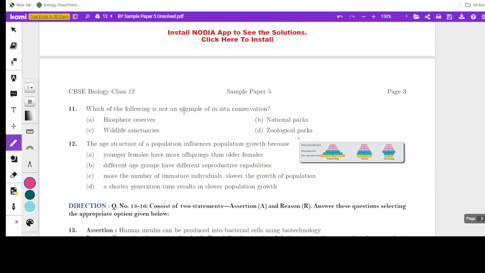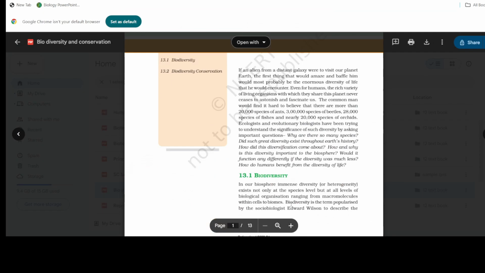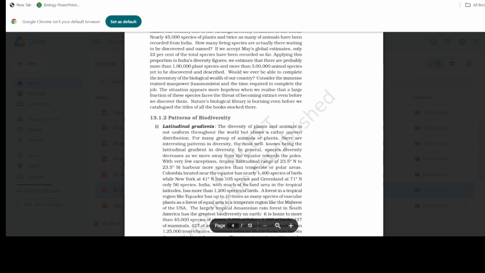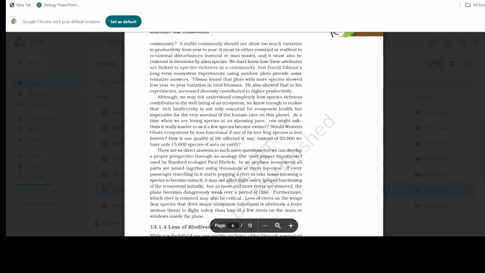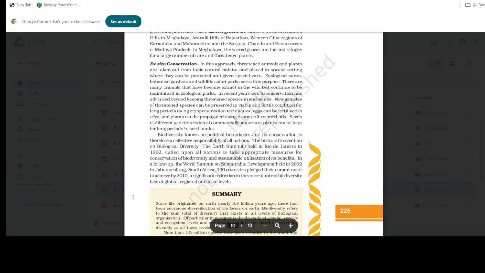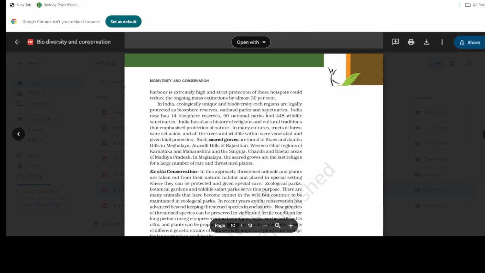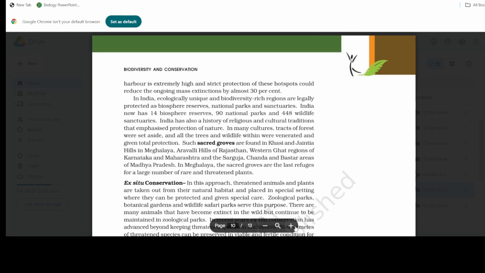Which of the following is not an example of in situ conservation? Yes, biodiversity and its conservation. You have ex situ conservation and in situ conservation. You have to check the examples given there. Let's get into the chapter. We are here with the chapter. So, ex situ and in situ conservation. How do we conserve? Now, what are the examples of ex situ conservation, or in situ? Let's check.